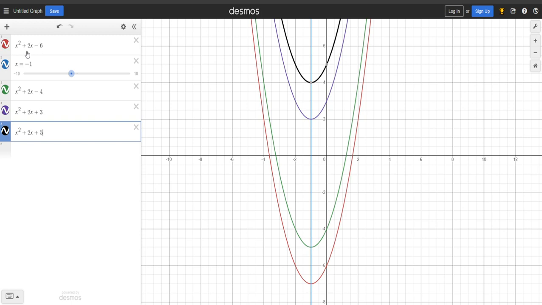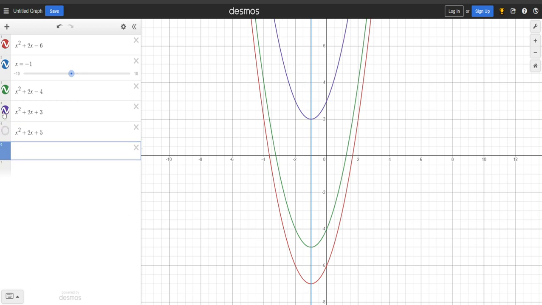They all share the same first two values, but what happens with the different constants? They have a different y-intercept, but we should notice that it doesn't really matter what the y-intercept is. They're all along the same axis of symmetry.